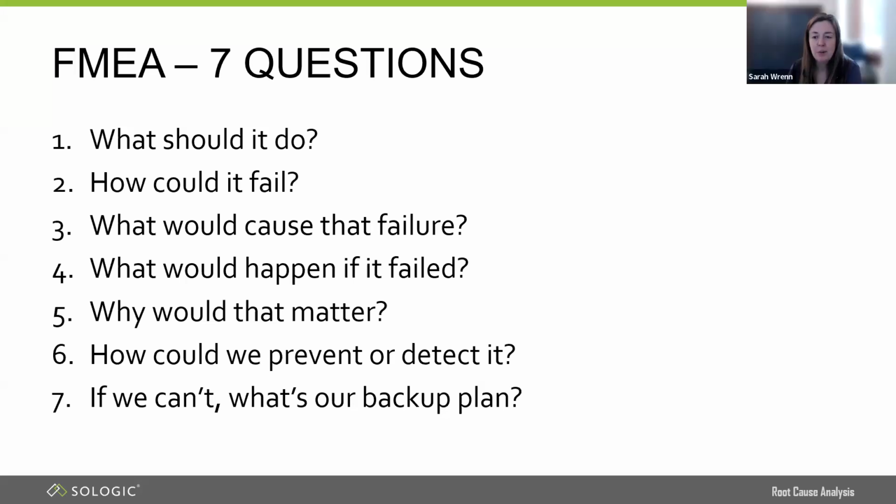Our final questions on here, we ask how could we prevent or detect it? And if we can't, what's our backup plan? Which I think is where people tend to skip ahead in an FMEA. They believe they already have the answer, but there's so much more we can learn. Yep, I totally agree. That's where proactive maintenance, monitoring, design changes, and contingency planning come into play.